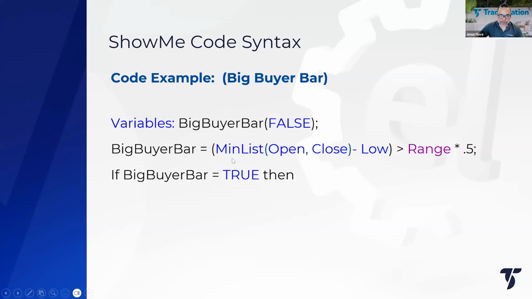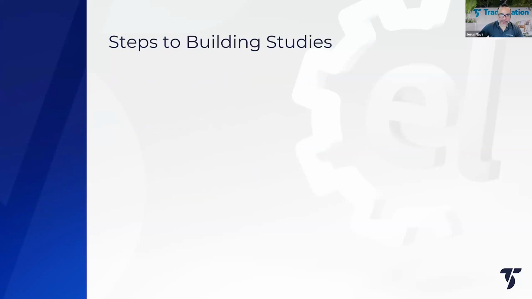We'll work on explaining some of the things here. So if we get a big buyer bar, then plot. And that's exactly what a show me does. It only plots if the condition is true. It's a very useful indicator in terms of identifying those certain conditions or those things happening on the chart. Let's go ahead and create our show me.